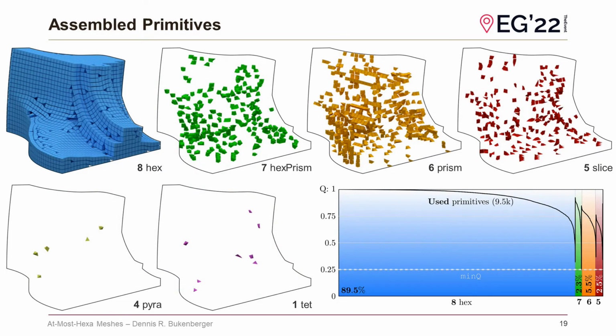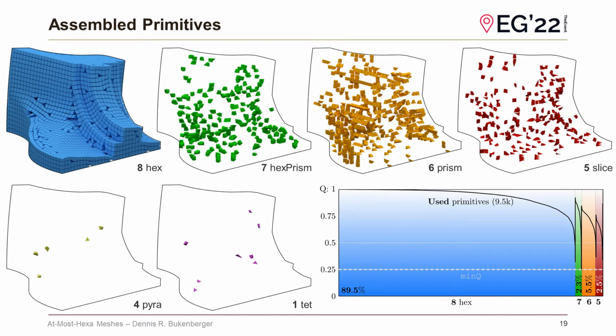So we have basically filtered out the majority of non-hex elements and only used the best suitable ones to complete our mesh. From the 200,000 available elements, we have now used 9,500, where about 90% are hexahedral. So now we are back on track with the hex dominance.